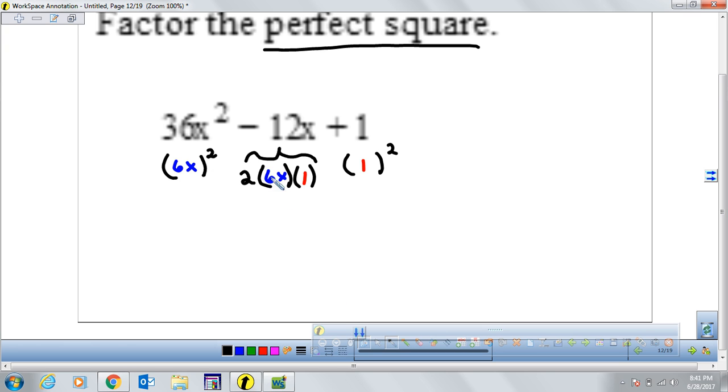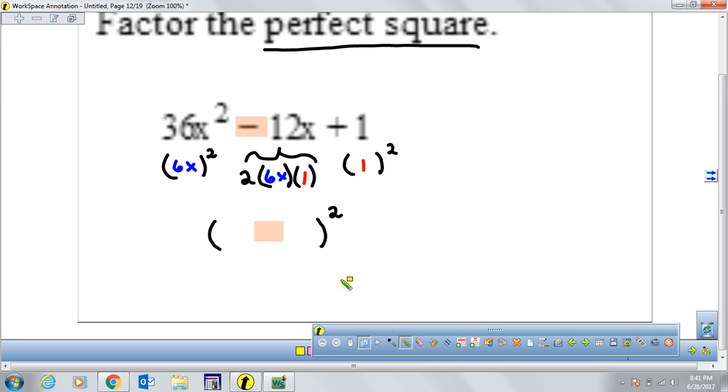So you see that right here, 6 times 2 times 1 is going to be 12x. So that one is actually a perfect square. Then you're going to write the answer like this. You're going to put a parenthesis squared with this sign in the middle. You're going to bring it down. You're going to bring down the first term, and the last term, with the square at the end.